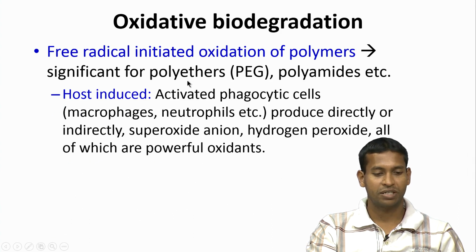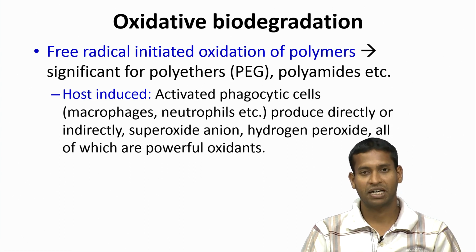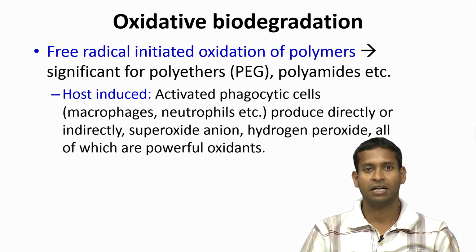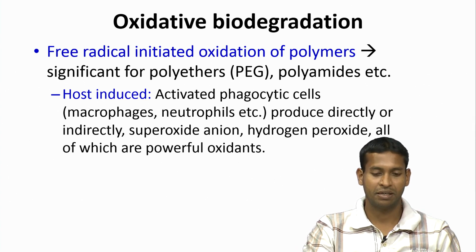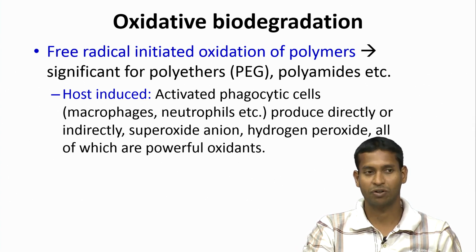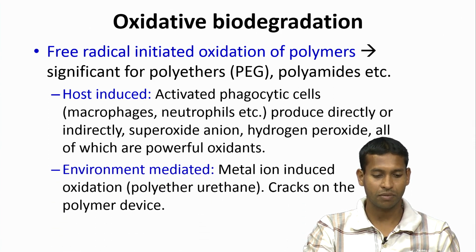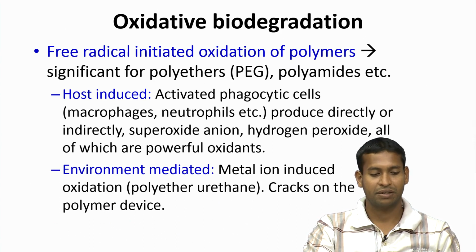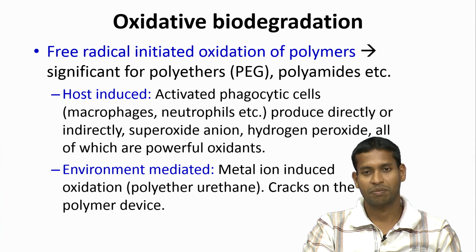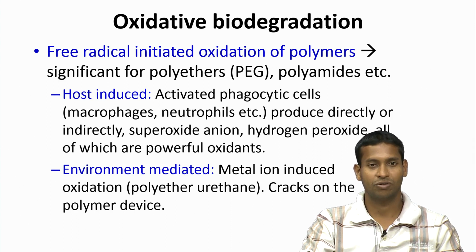This could be host induced. You have immune cells which are activated, such as macrophages and neutrophils. They will directly secrete hydrogen peroxide or superoxide anion, which are strong oxidizing agents, very powerful oxidants, and in the presence of these, you will have a faster degradation rate than you would in vitro if you just put it in a water sample. And this could also be environment mediated. This could be metal ions, which can induce some cracks in your polymer device and things like that. So, all of that is also feasible.